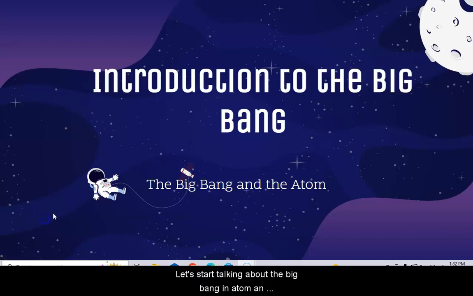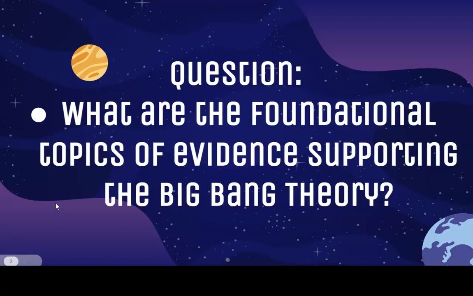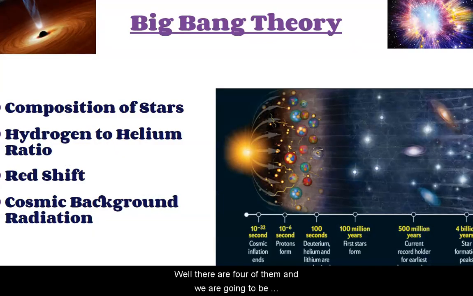Right, let's start talking about the Big Bang and the atom. And first, we're going to start with an introduction on this lesson. So, the big question is, what are the foundational topics of evidence supporting the Big Bang theory? Well, there are four of them, and we are going to be discussing them throughout this unit. They are the composition of the stars, the hydrogen to helium ratio, redshift, and cosmic background radiation.